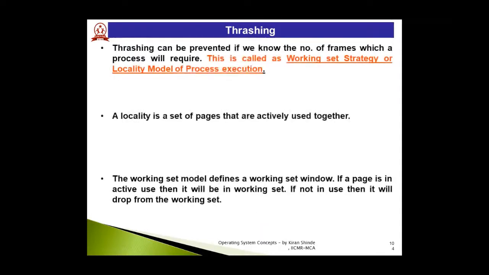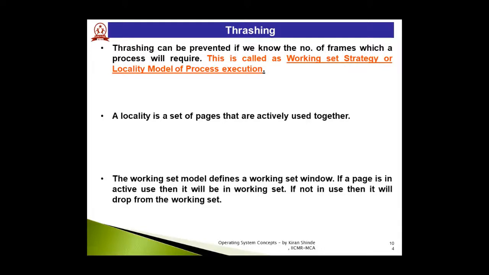So finally, what will be the solution to thrashing? Thrashing can be prevented if we know in advance the number of frames which a process will require. It means some kind of predictive knowledge can be utilized to prevent thrashing. For example, from processes that have occurred in the past, we can predict that a particular process is going to require 10 frames or 8 frames. If such predictive knowledge can be devised, then to some extent thrashing can be prevented.